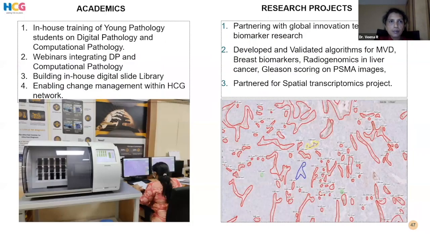As I said, we are an academic institute, so we use these digital images. We are building a digital slide archive, and we are using these digital images for training young pathologists. All our students, whether they are DNB students or fellows, are comfortable with the whole slide images. We have about 8 workstations in our laboratory, and everybody uses them.